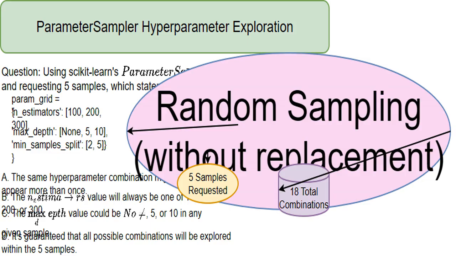I calculated that there are a total of 18 different combinations of settings possible based on how many options we have for each setting in our recipe book. That is 3 choices for n_estimators multiplied by 3 choices for max_depth, multiplied by 2 choices for min_samples_split, giving 3 by 3 by 2 equals 18. It's like having 18 different cake recipes to try.